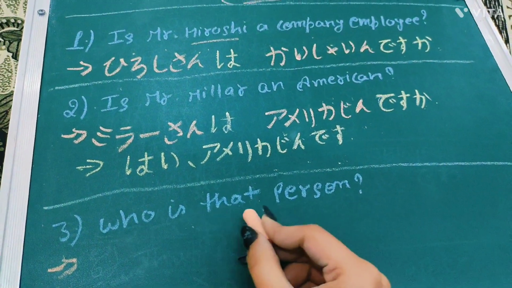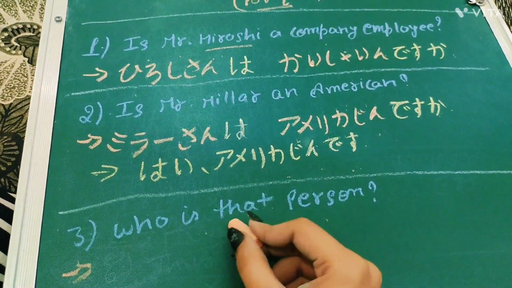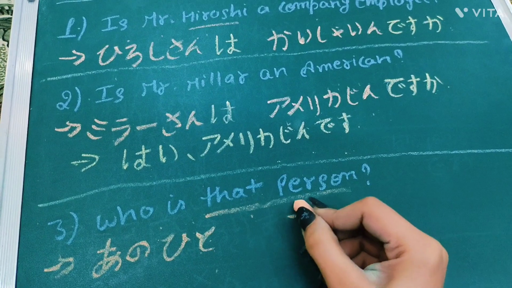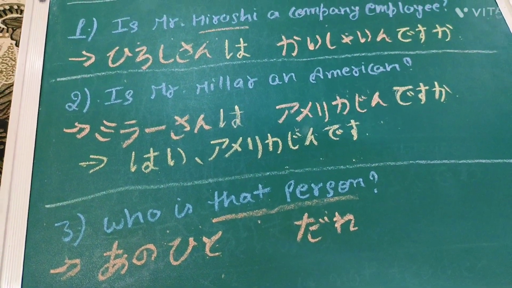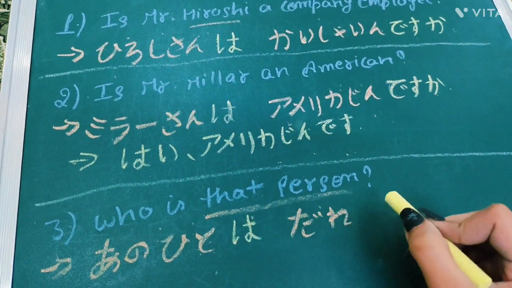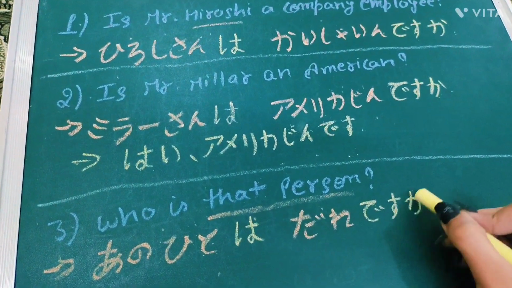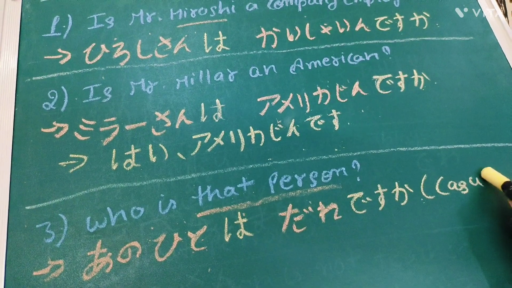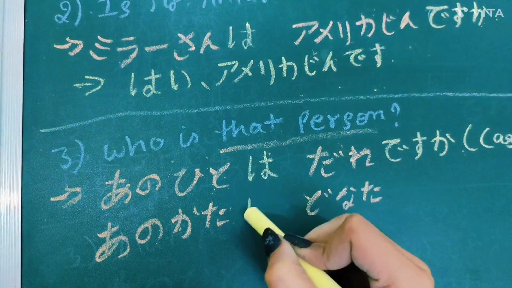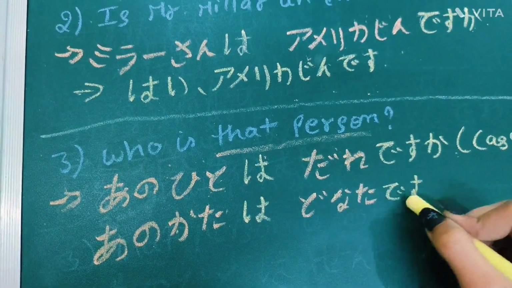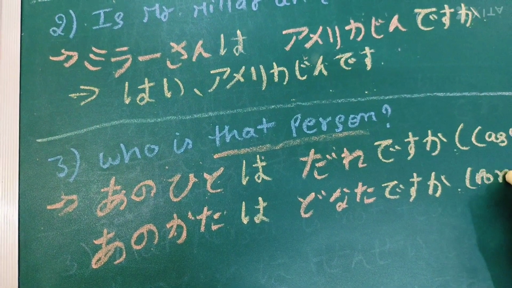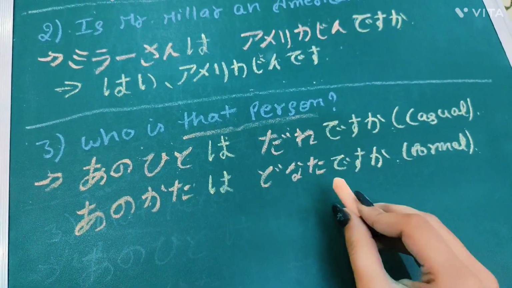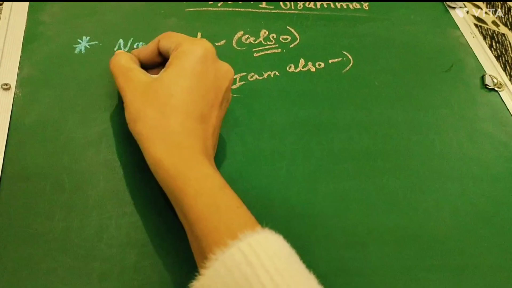Next sentence is, who is that person? That person is あの人. Who is 誰. Let's complete the sentence. あの人は誰ですか? It's a casual way to say who is that person. Formal way to say is あの方はどなたですか? Right? Or あの方はどなたですか?